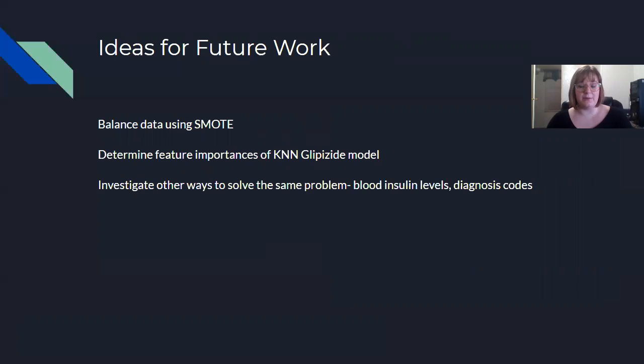With the glipizide model, I used an algorithm called k-nearest neighbors, and with that you can't really see which features are the most important. And I think that would be something to look into, if there's a way to see which features were most important to the glipizide model and if they matched up with the insulin model.